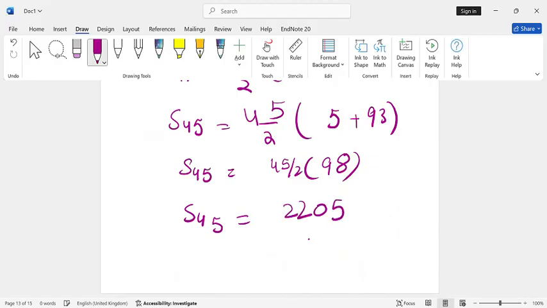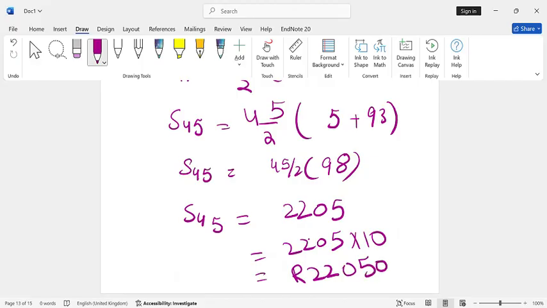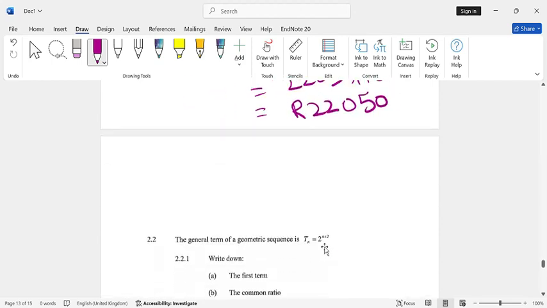So we got the value 2205. As they say it's R10 for each kilometer she rides, so I'm going to multiply 2205 with 10. When we do the multiplication, the answer is 22050. So we can say that she raised R22050 for her school. Okay? So this is the answer of this question.